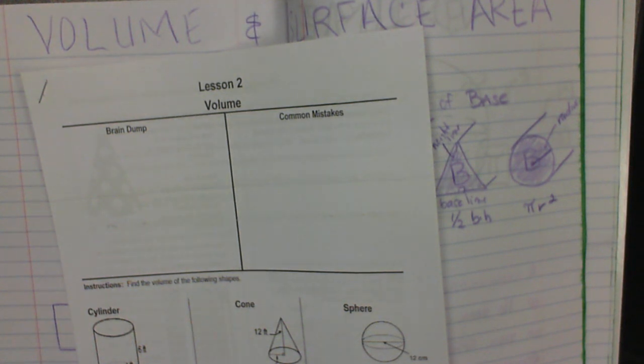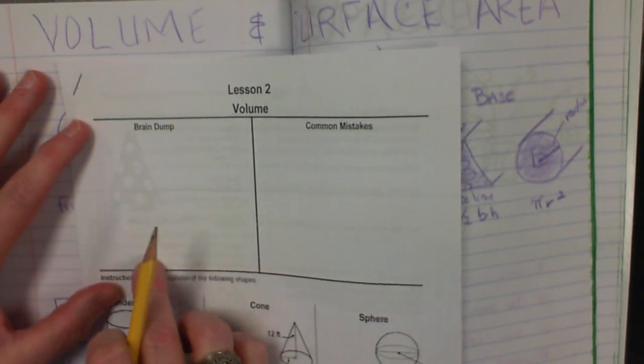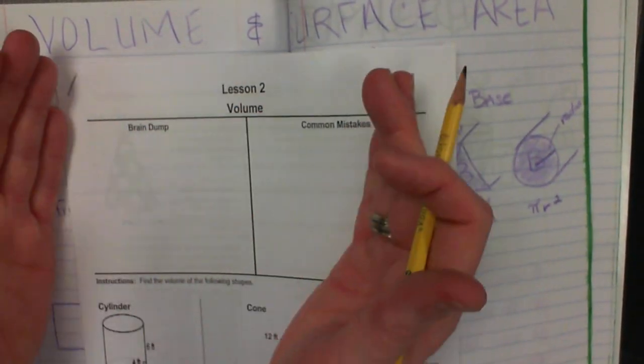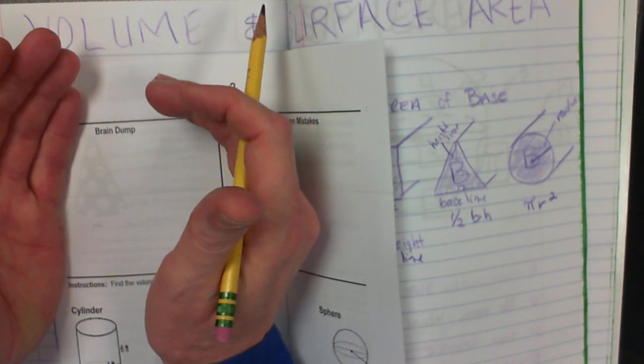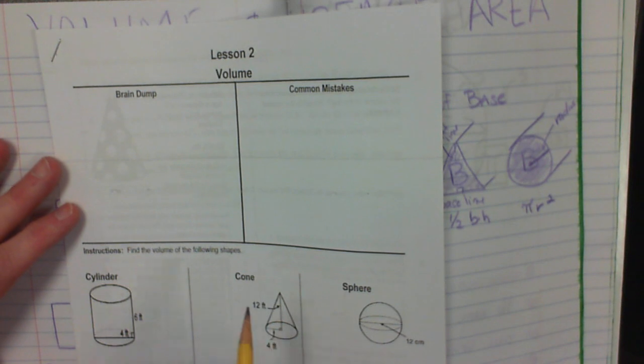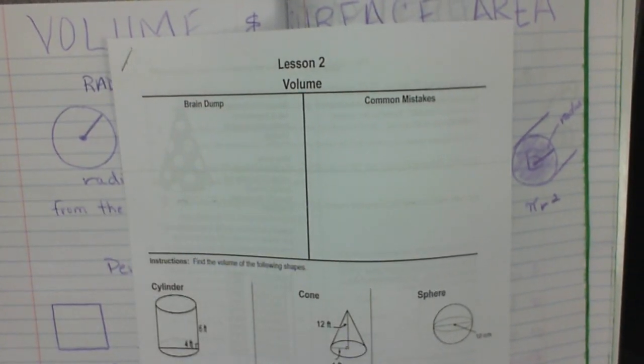Welcome back. We're going to take, once again, this idea of a brain dump, but I'm going to let you use your journal. I want you to write as much as you can over the next 60 seconds as it relates to volume of these three shapes. You can write whatever you want down right here for the next 60 seconds. Go.